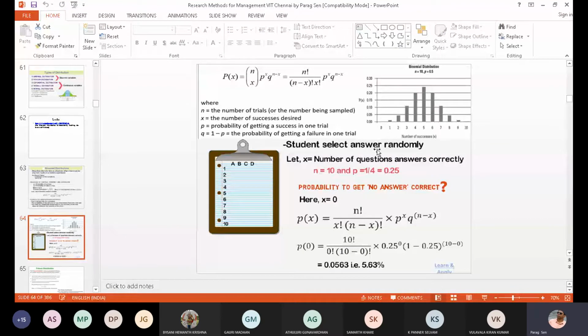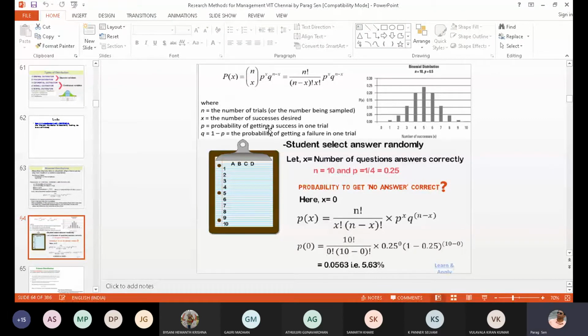Suppose some students are selected randomly. Now they are calculating, suppose the questions are given, and each question has four options. Now they are asking what is the probability of getting no answer correct.